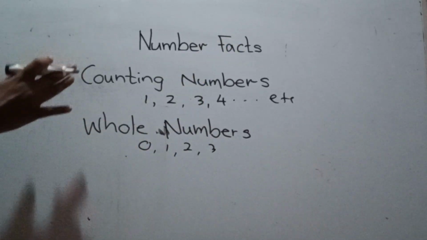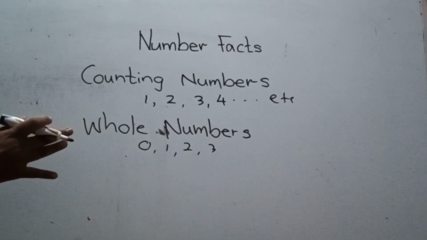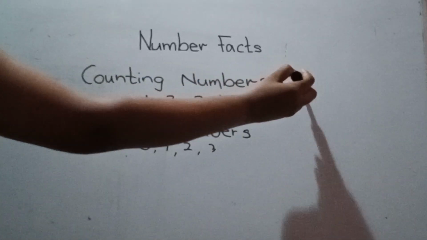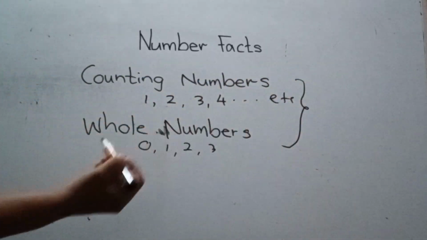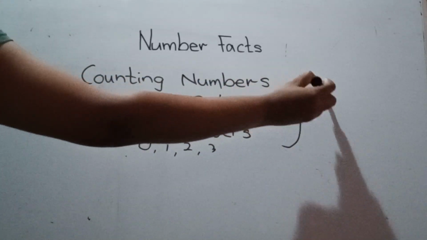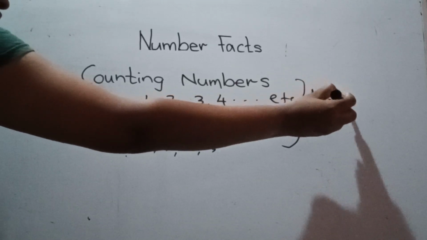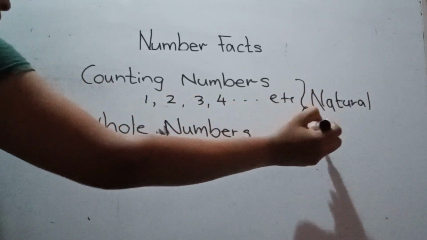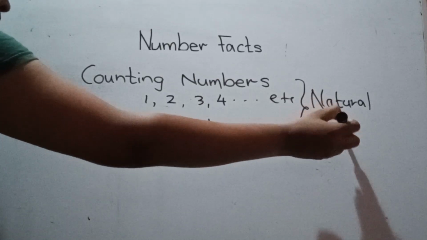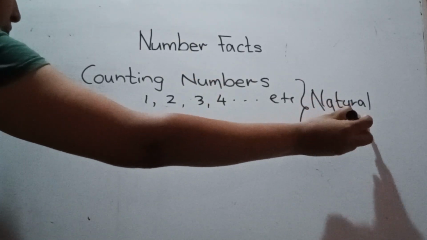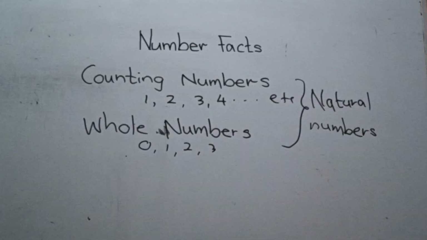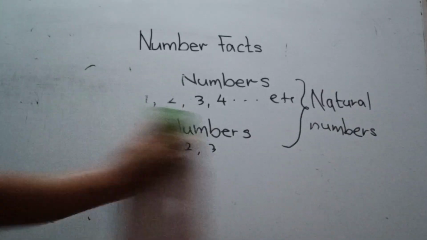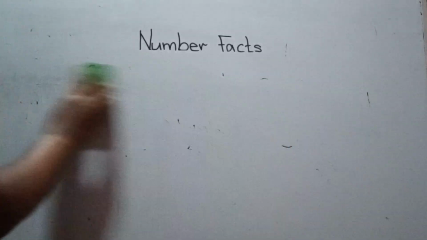Okay? The counting numbers and the whole numbers, both we call by another name: natural numbers. Now I have explained counting numbers, whole numbers and natural numbers. Right. Next we'll move to another set of numbers.